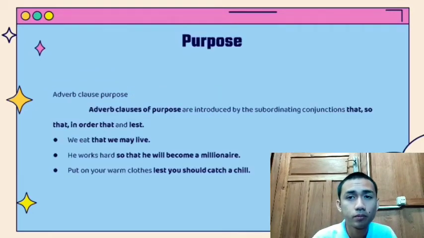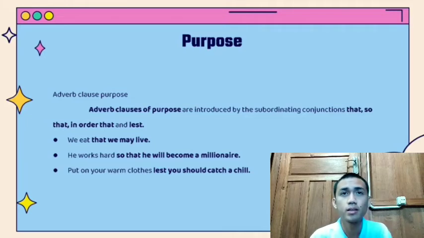Purpose. Adverb clauses of purpose are introduced by the subordinating conjunctions that, so that, in order that, and lest. 1. We eat that we may live. Example 2. He works hard so that he will become a millionaire. Example 3. Put on your warm clothes lest you should catch a chill.